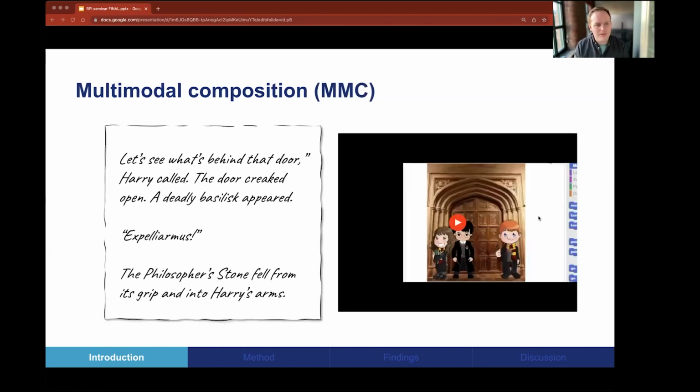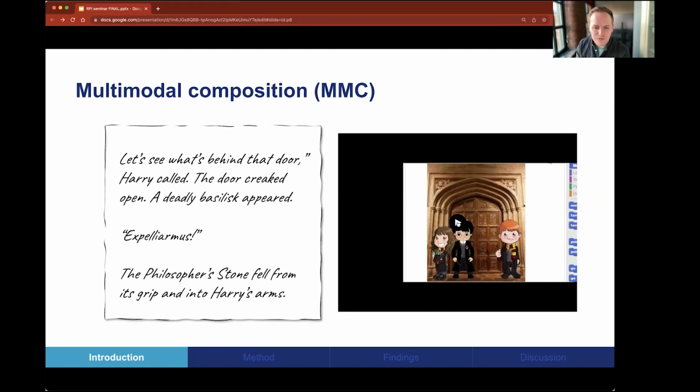So to give an example, this is actually a student's project from one of the studies. On the left, we have a monomodal text, because it's just text. It's one representation, one way of representing meaning. It's an extract from Harry Potter. So let's see what's behind that door. Harry called, door creaked, basilisk appears, Expelliarmus, the Philosopher's Stone fell from its grip and into Harry's arms. So story told, one representation.